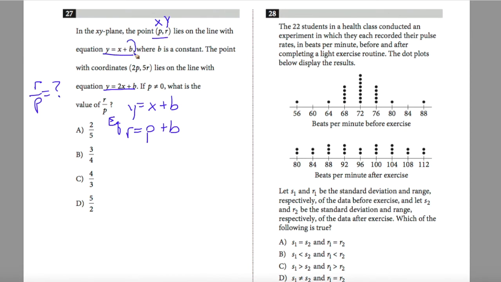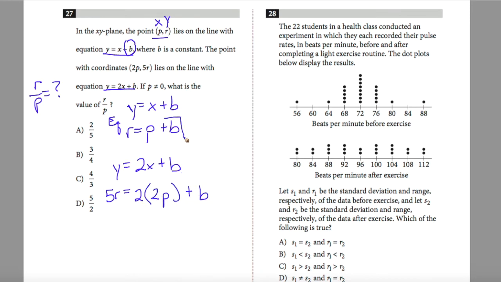I know that B is my constant, which is how I'm going to relate both of these equations together, and I can plug in for points in terms of my P's and my R's, or my 2 P's and my 5 R's. So here's my equation 1, R equals P plus B, and B is a constant. Now I'm going to do my equation 2, which is y equals 2x plus b, and I'm going to plug in these values for how they would correspond to the line. So 5r equals y, given the format, and for x I'm going to plug in 2p here plus b.